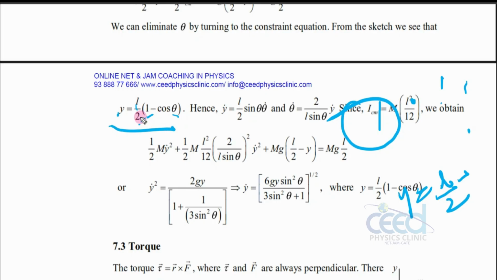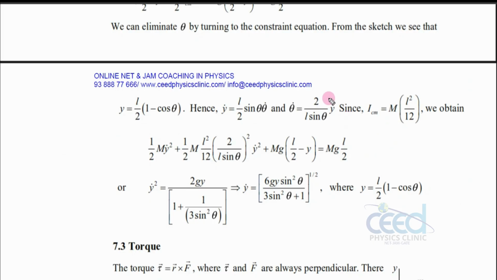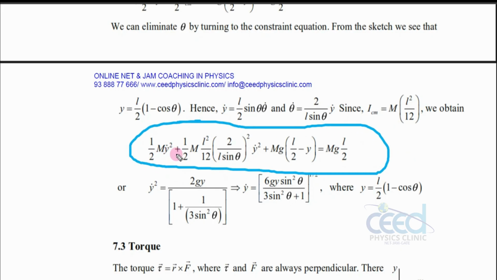So y dot you can calculate: L by 2 keeps out, minus cos theta, 1 on differentiation gives 0, minus cos theta on differentiation gives minus sin theta, the minus signs cancel, giving sin theta, and theta on differentiation gives theta dot. Okay, so for theta dot you get the expression 2 by L sin theta y dot, all right? Similarly, the moment of inertia about the center of mass is mL square by 12. Now substitute all these in the equation, this y value and y dot value. Finally, you can write an equation of motion like this, right?